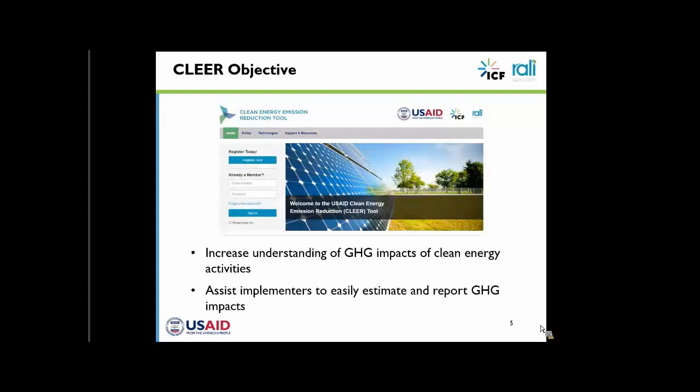So to help with this, the agency has established two indicators to measure and track the greenhouse gas impacts of programs. All operating units that receive direct mitigation funding are required to report greenhouse gas impacts from their programs. And so a main goal of the CLEER tool is to help missions and partners more easily report on these indicators.